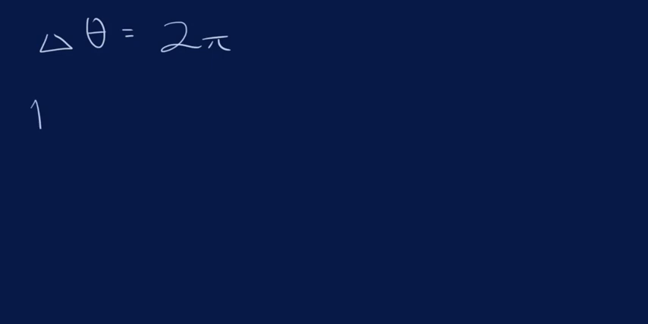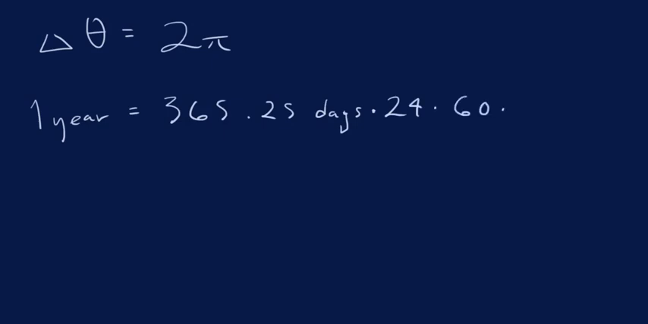1 year is equal to, let's see, it said 365.25 days times 24 hours per day times 60 minutes times 60 seconds. And if we multiply all of that together, we're going to get 31,557,600 seconds. That's a big number.